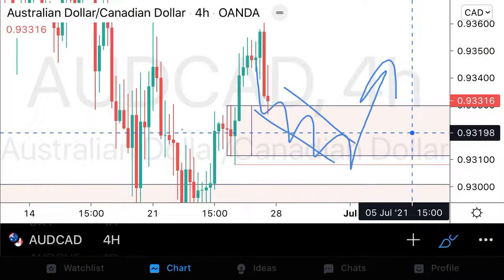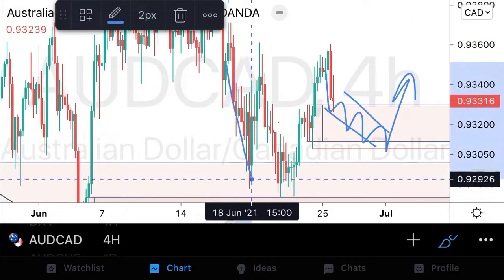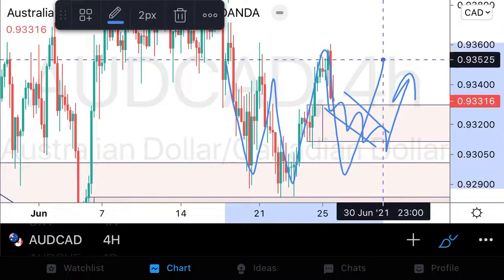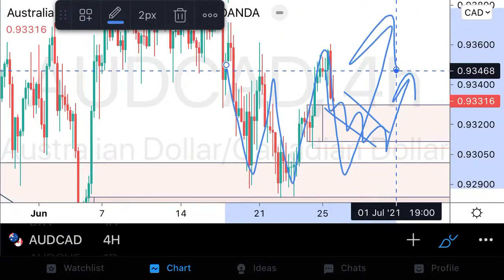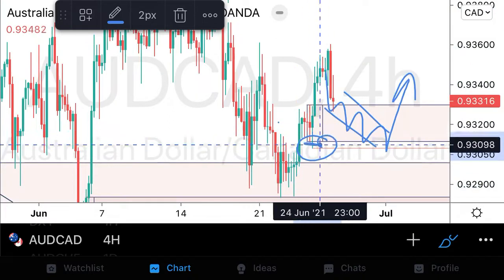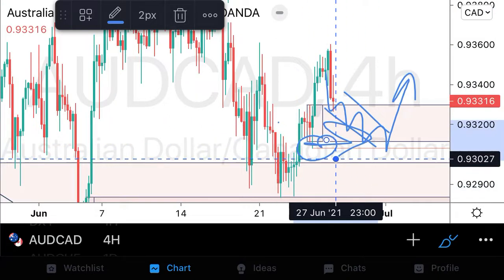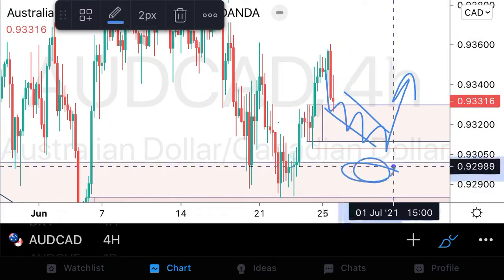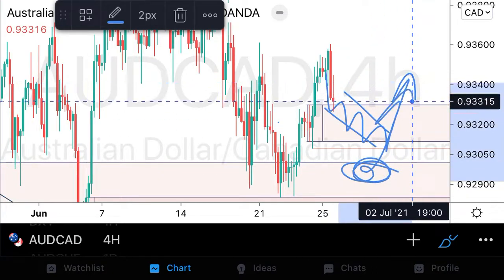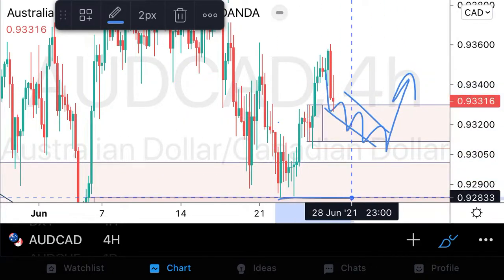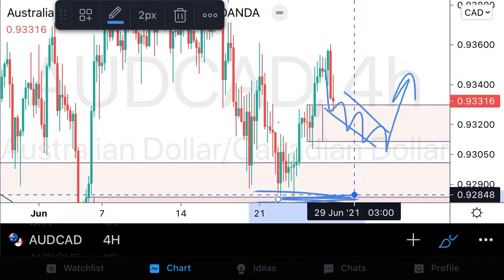I will still open myself up, guys, to the possibility of completing this inverse head and shoulders for that move to the upside. So obviously maybe expecting prices to terminate below or close below these lower structures and then tap into this zone somewhere here before we see a move to the upside without violating the head of our potential head and shoulders. So I will keep that in mind, guys.